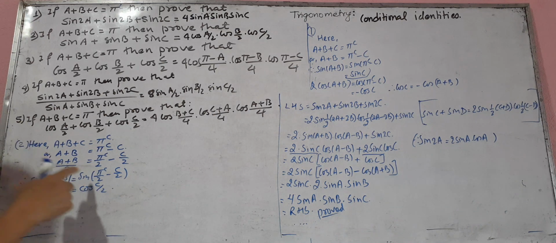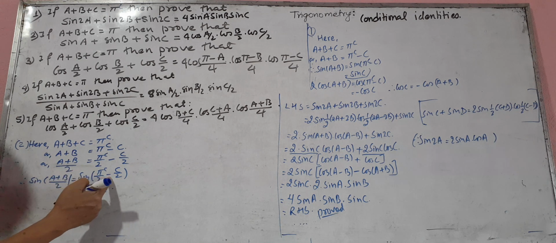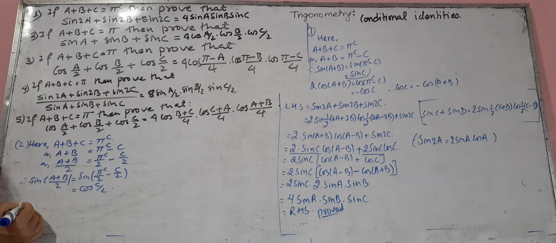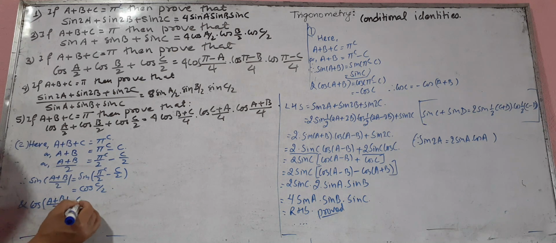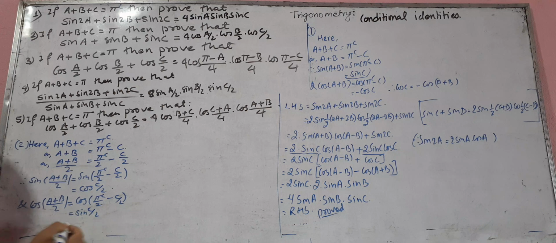Okay. In the ratio of 90, the trigonometric ratio changes from sine to cos. And in the first quadrant, all the trigonometric ratios have positive values. So cos (A plus B) by 2 equals cos (pi radian by 2 minus C by 2), and this equals sine C by 2. Okay, these are the conditions.